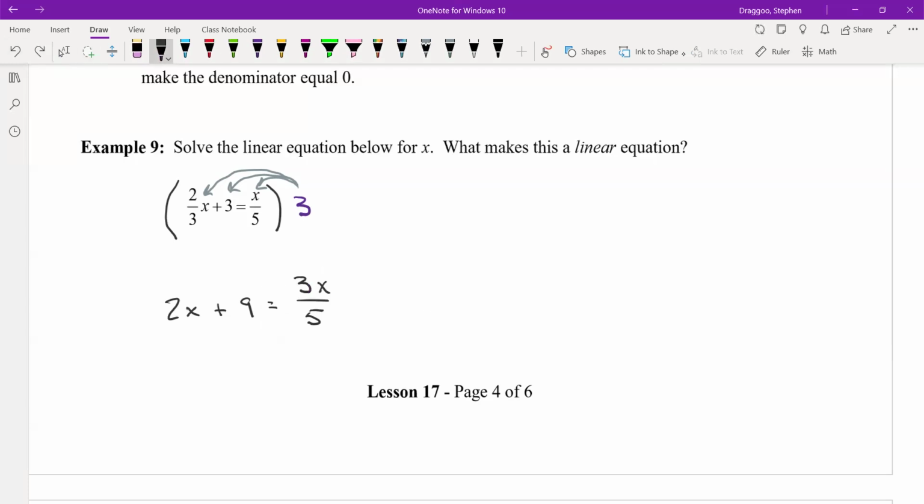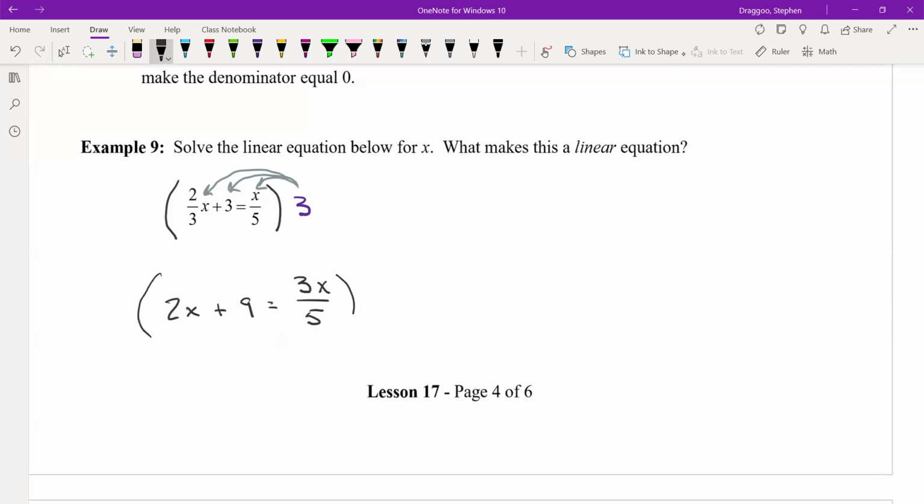Also notice when I multiplied the 3 into the 2/3 x, I just cleared my denominator over there. 3 over 3 is 1, so 2/3 x times 3. I'm really just looking at the 2/3 times 3 part, but that's just 2. 2 over 3 times 3, excuse me, is 2.